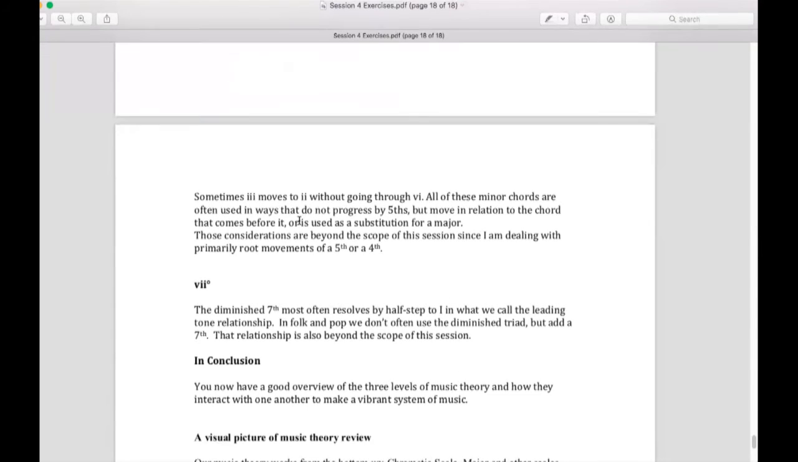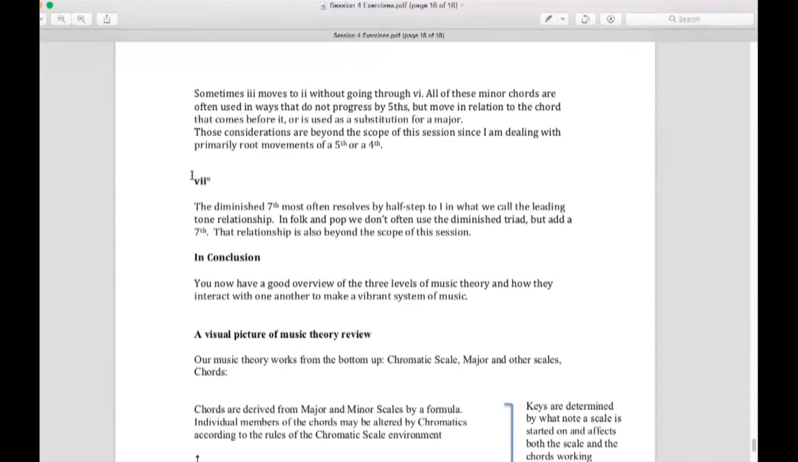I have a note here too. Sometimes 3 moves to 2 without going through 6 sometimes in songs. The other note that we have is the 7th diminished, but that's a little more complex. We don't usually use that as a triad. We use it as a 7th, and that's beyond what we're talking about in this course.